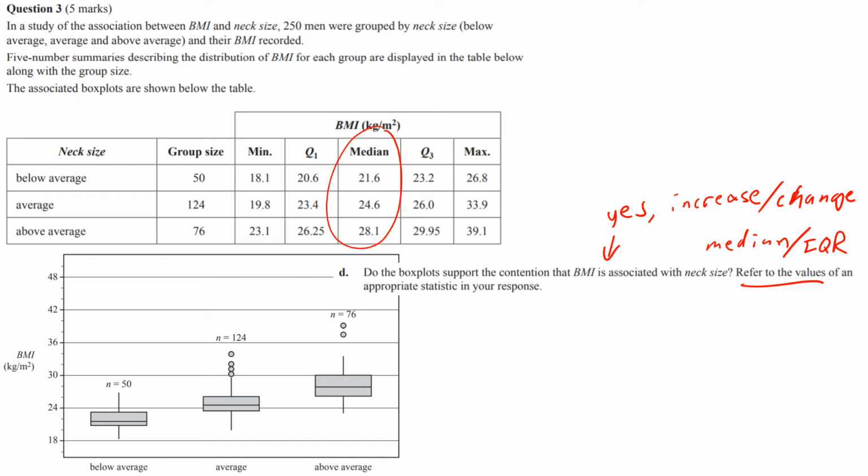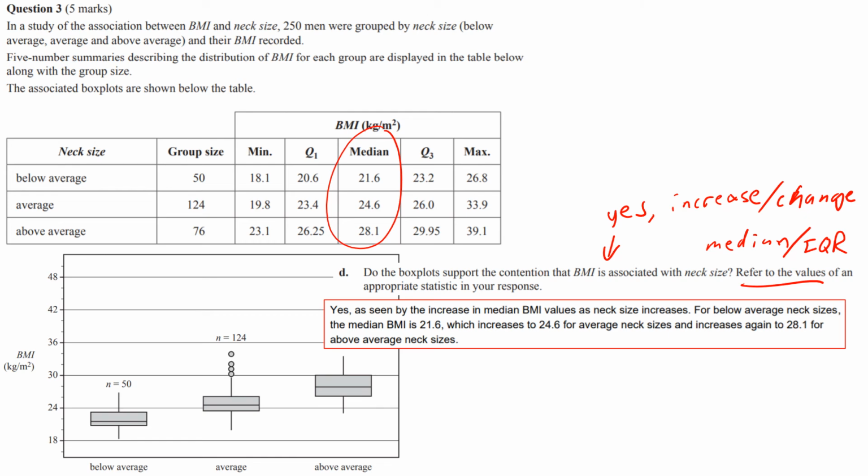And so rather than me scribble it in my horrible handwriting on a slippery screen, here's the answer from the thing. So can you see what they've done here is they said yes, and there's an increase. You were allowed to say a change in the median. So they just went for the median. Again, median can be replaced with IQR. All right, so fancy, nice phrase there. And they said as neck size increases. Beautiful. So they've talked about the increase in change. 1 mark. For below neck, and then they just quoted the value. So for below average neck sizes, the median BMI is 21.6, and then 24.6, then 28.1 for each of those groups. So that's what you had to do for that.